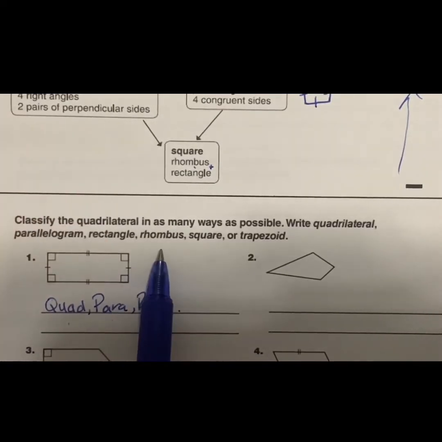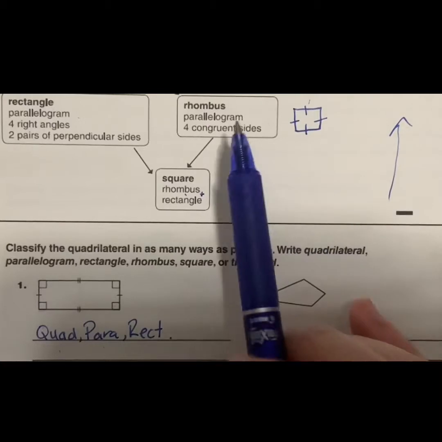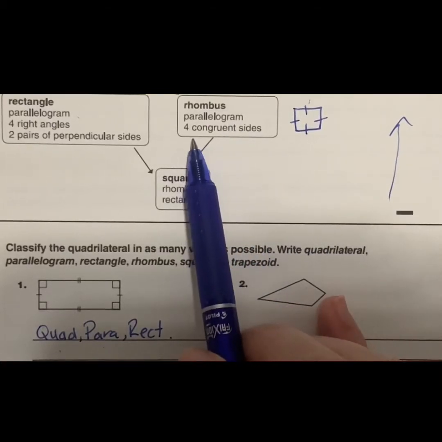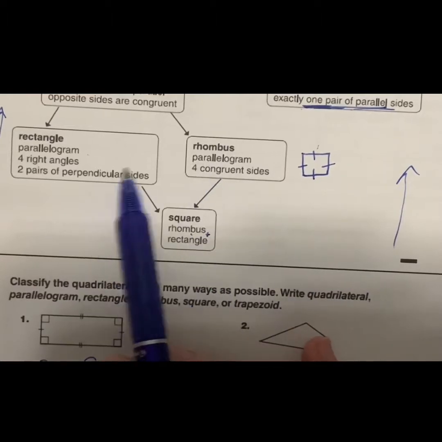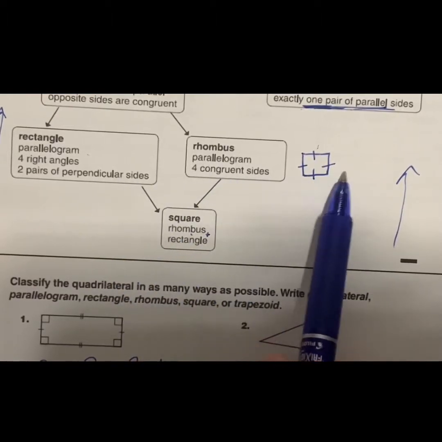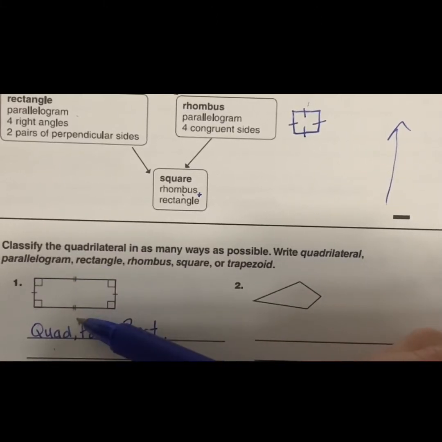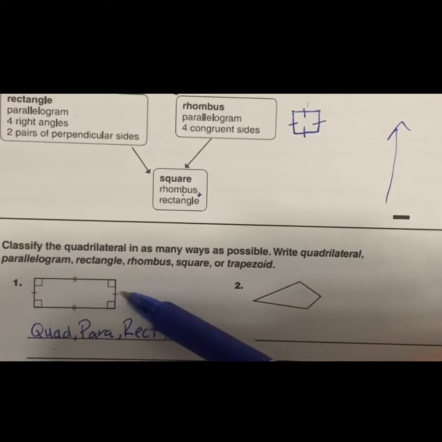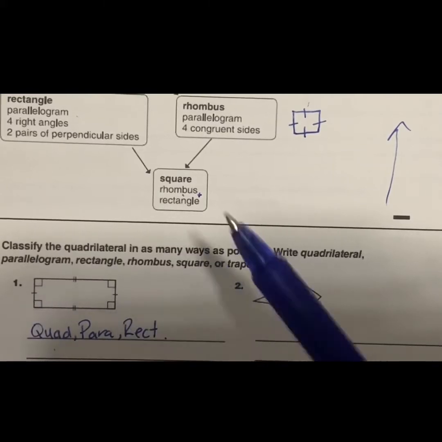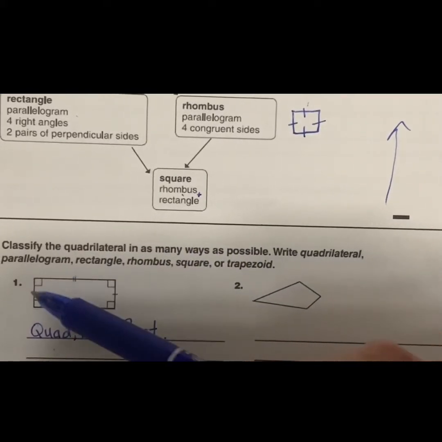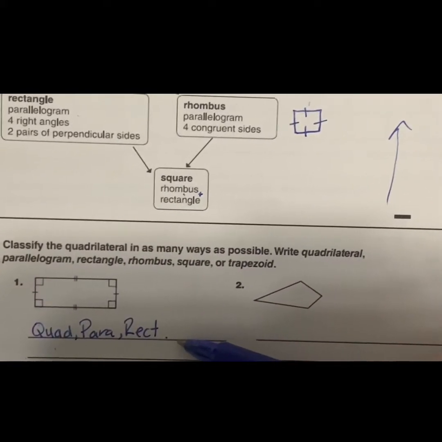Let's keep going. Is it a rhombus? A rhombus is a parallelogram, but the difference between a rectangle and a rhombus is that a rhombus has to have all equal sides. The rectangle only has to have the top and the bottom equal, the side and the side equal. So would this be considered a rhombus? No, because a rhombus has to have all equal sides, and these are not all equal sides. Only the top and bottom are equal, and these 2. So this is not a rhombus.